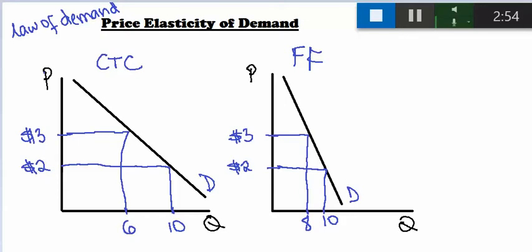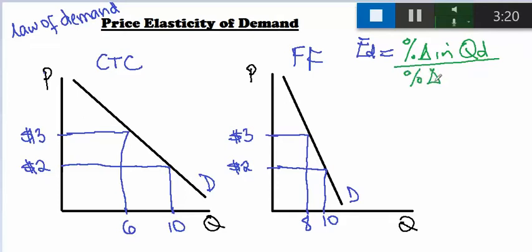So if you want to calculate elasticity, you use this very simple formula. Elasticity of demand is equal to the percent change in quantity demanded divided by the percent change in the price of the good. That's a simple formula for elasticity. So with Cinnamon Toast Crunch, you would measure what this percent change is. And in another video, we will talk about how to calculate percent changes.